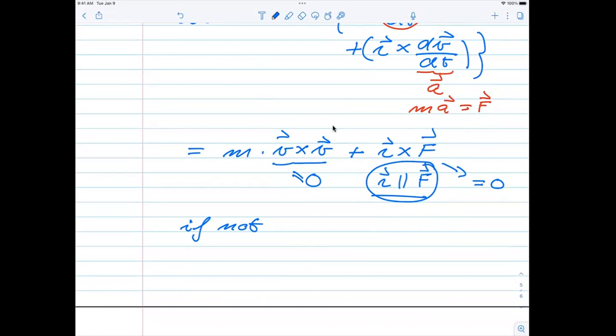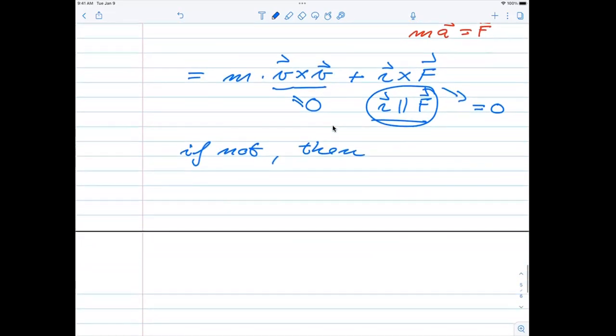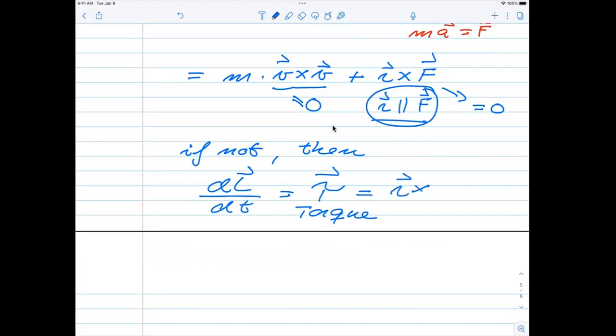So if not, what happens then? Then this dL/dt, which defines the torque, defines a new vector, which is the torque, and that is equal to r times the force, or cross product with the force. And this is not necessarily equal to zero.